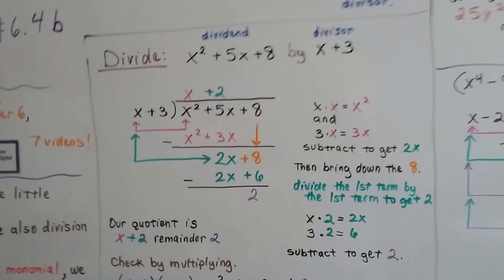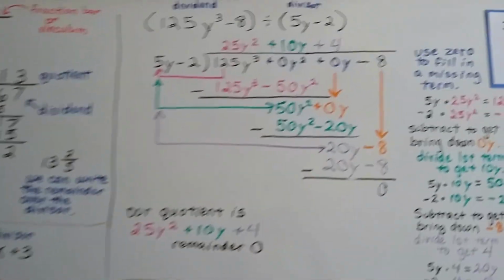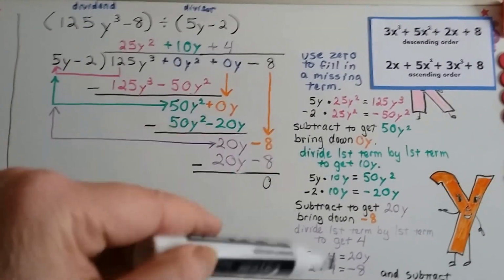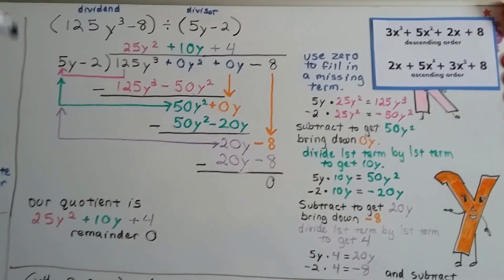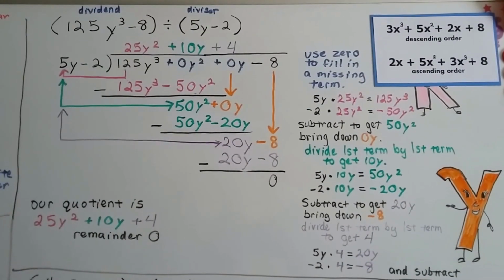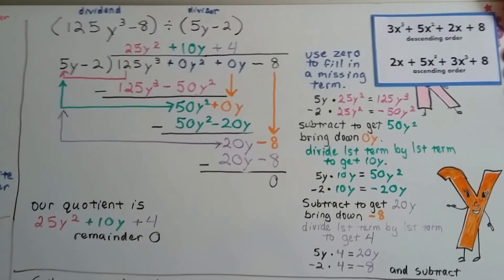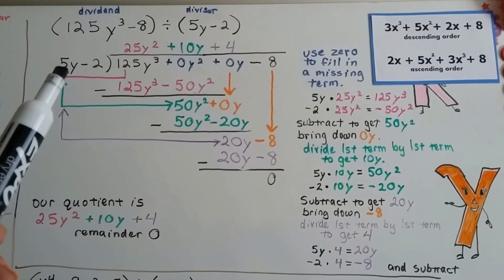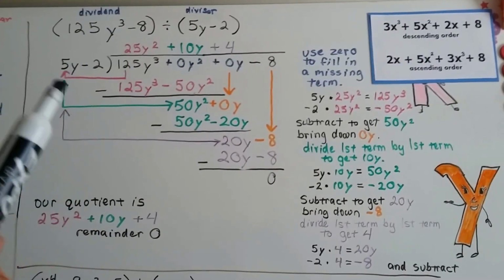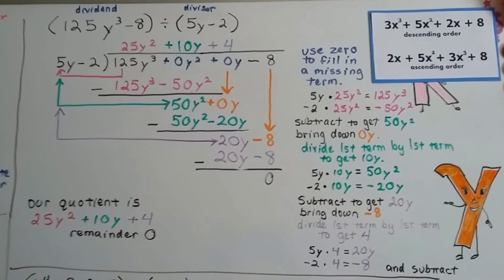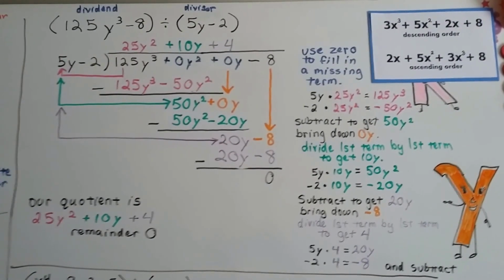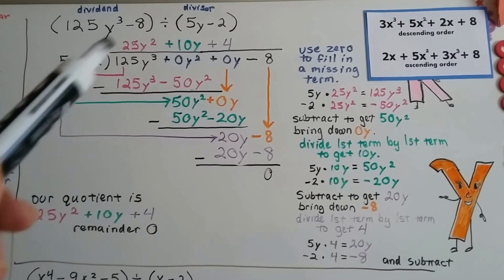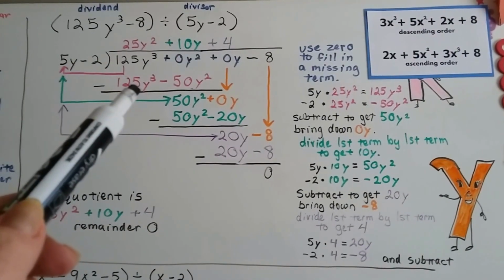All right, I got a few more examples for you, okay? So I want to stand back far enough so you can see everything. So here's all the instructions of what I'm doing, and I've tried to color code them as best I could. Here's our dividend, here's our divisor, and the first thing we're going to do is ask ourselves, 5y, this first term and this first term, 5y times what would be 125y to the third? Well, it would be 25y squared, so that goes up there with the quotient. We multiply them and get our 125y to the third.